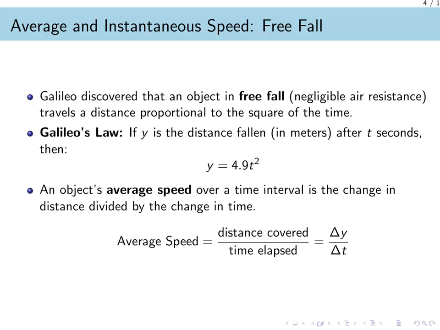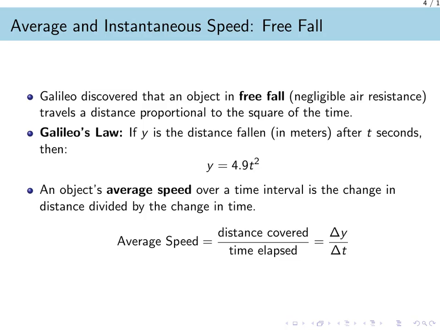To build our intuition for calculus, we will start with the physical example of an object in free fall and define the familiar concept of average speed. Galileo discovered that an object falling only under the influence of gravity travels a distance that is proportional to the square of the time it has been falling. We can express this using Galileo's law, where the distance fallen, which we call y, is equal to about 4.9 times the time, t squared.